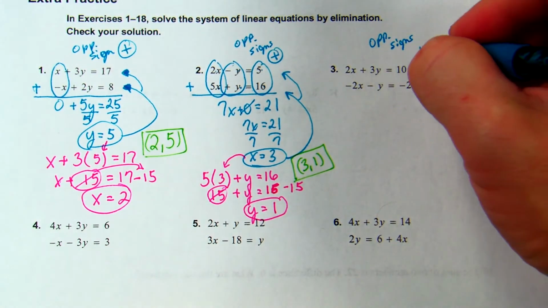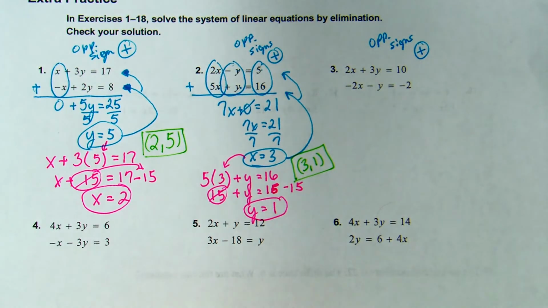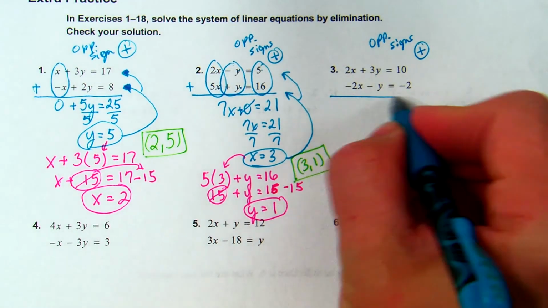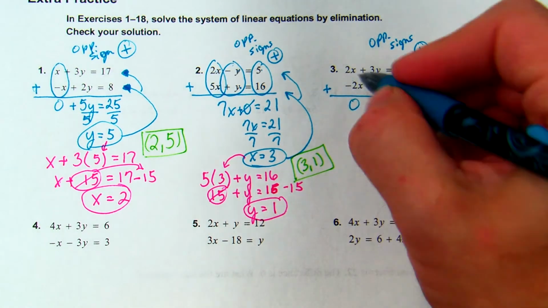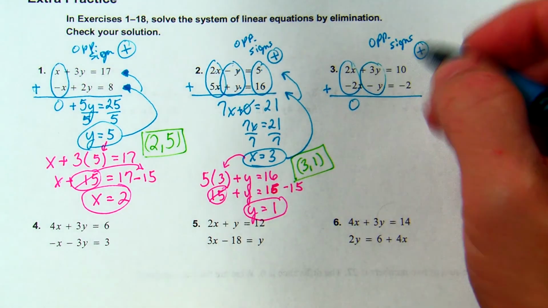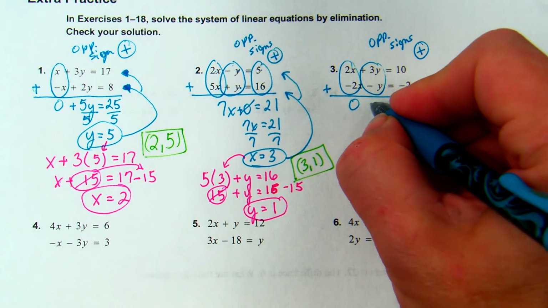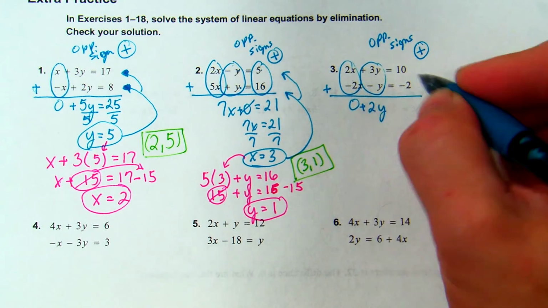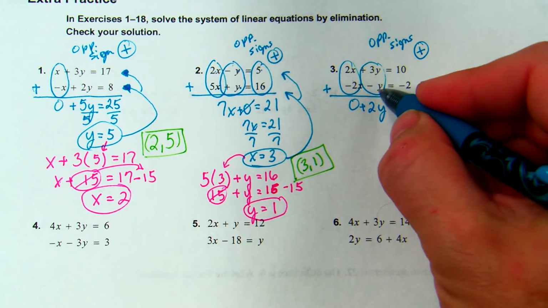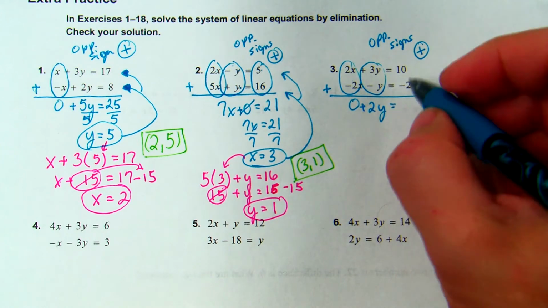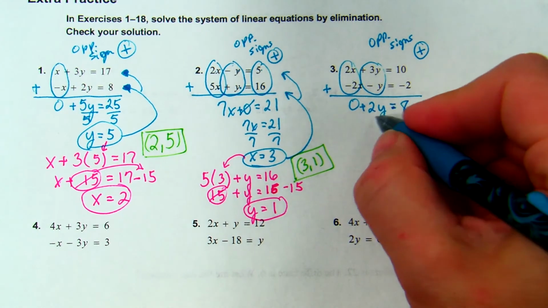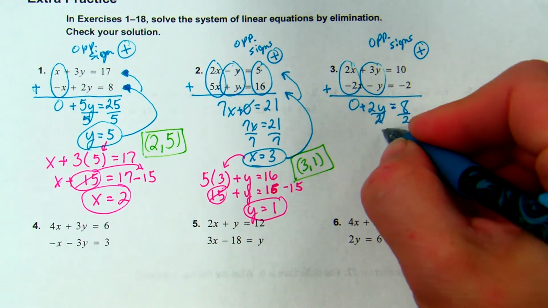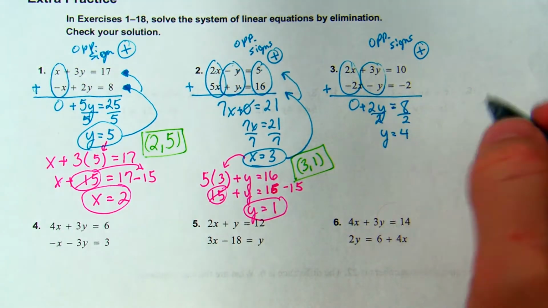I'm just writing this for repetition so you keep seeing it here, and hopefully this will start to sink in. This is going to be addition, because addition will make those two go away. So that'll be a 0. Adding my y terms together, I'm going to get a positive 2y, 3y minus y basically. And then I'm going to have 10 plus a negative 2, which is going to be 8. So I'll divide by 2, and y is going to equal a positive 4.